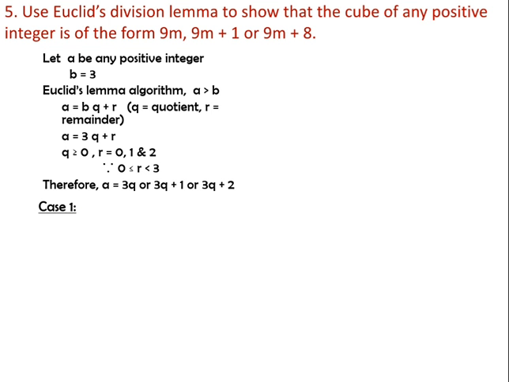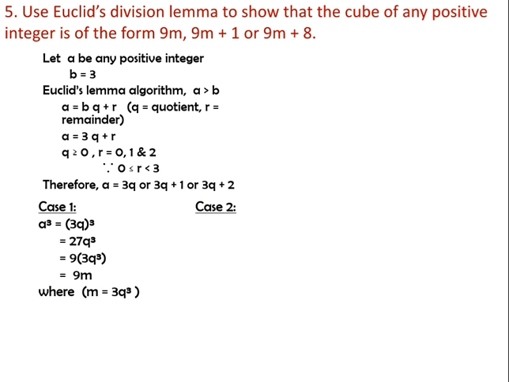So case 1, a equals 3q the whole cube, so 27q cube. Here we take 9 common. Taking 9 in common, 3q cube. So equal to 9m, where m equals 3q cube.